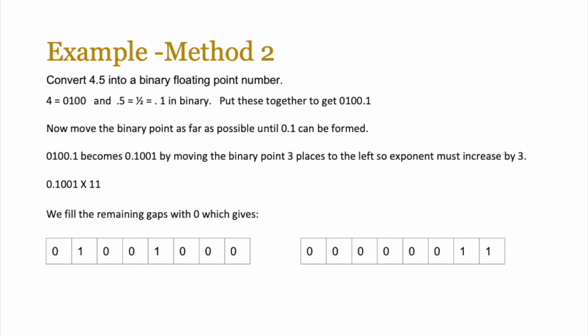Now, since we've got 3, which is equivalent to 1, 1, we can just place these values in the relevant mantissa and exponent 8-bit notation. So 0, 1, 0, 0, 1, 0, 0, 0, and 0, 0, 0, 0, 0, 0, 1, 1. We arrive at the same answer as method 1. Hopefully that was clear. I particularly find this a lot easier and a lot quicker to work out the notation of a real number into floating point binary representation.